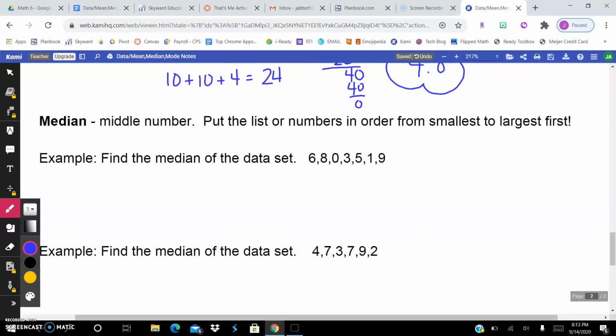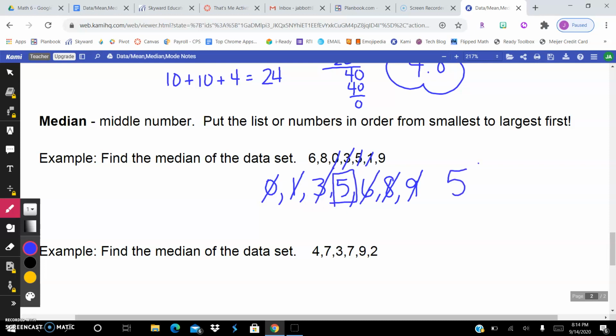Median is the middle number. We need to put the list of numbers in order from smallest to largest first before you do this. You can't just figure out what the middle number in that list is and call it good. So find the median of this data set. So I'm going to reorder them. 3 and 5, and then 6, 8, and 9. So I'm going to cross off 1 from the front, 1 from the back, 1 from the front, 1 from the back, 1 from the front, 1 from the back. And I'm left with 5 in the middle, so 5 is our median.